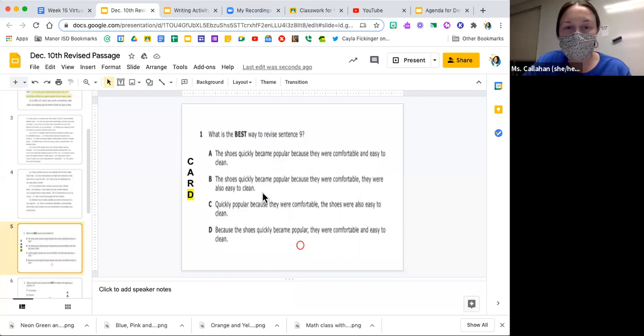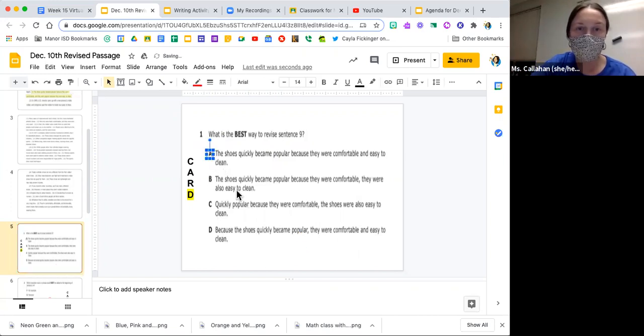No, this is a good sentence. I don't think B. C, quickly popular because they were comfortable. The shoes were also easy to clean. What? No way. Because the shoes quickly became popular, they were comfortable and easy to clean. No, they were easy to clean and comfortable, and that's why they became popular. So I know that my answer choice is A, okay? And you are going to do this, okay? I need you to show your work.